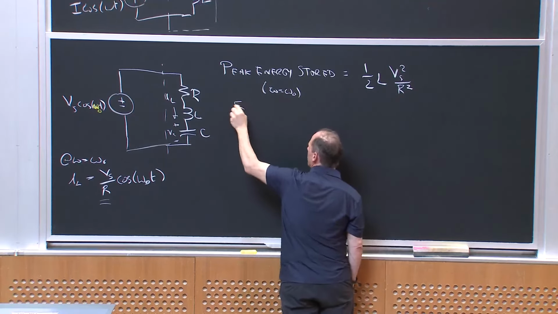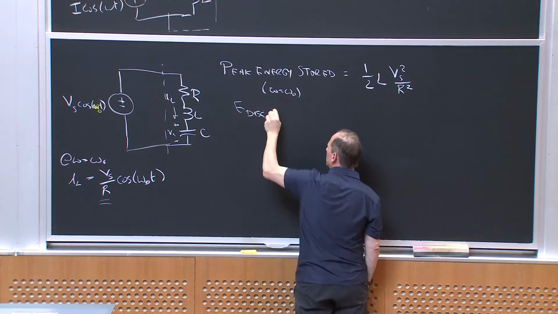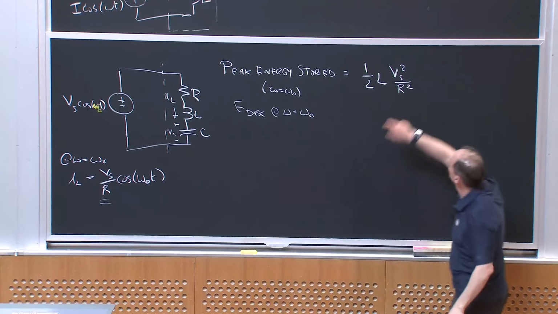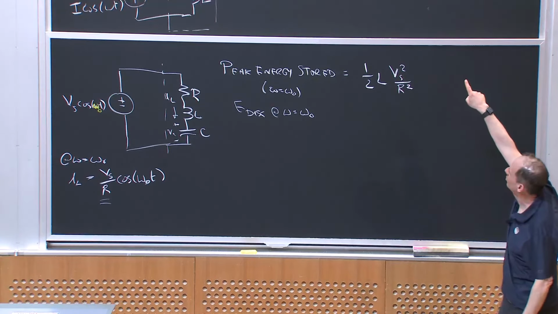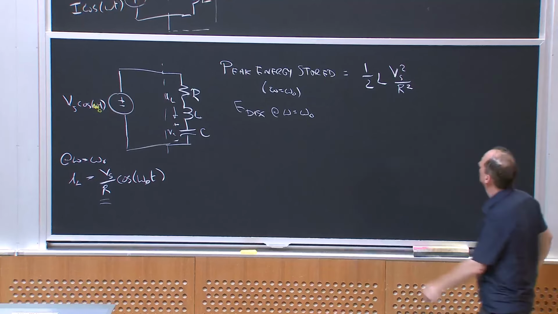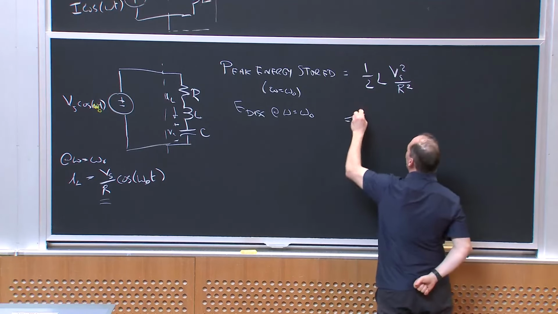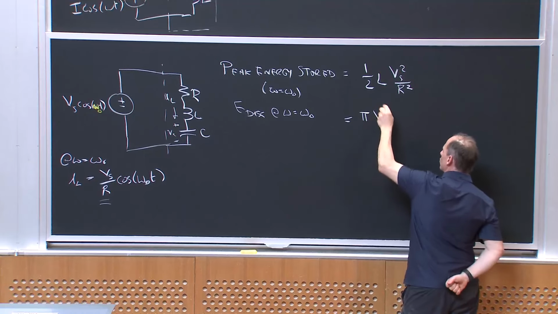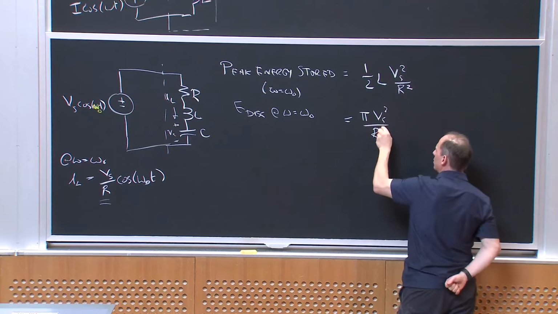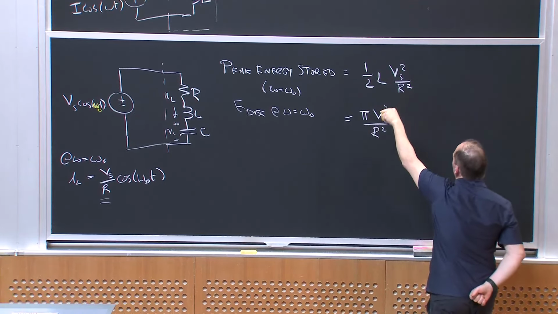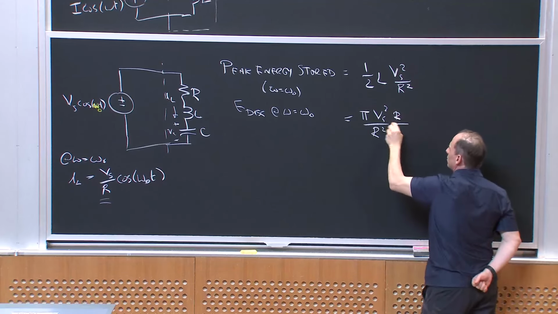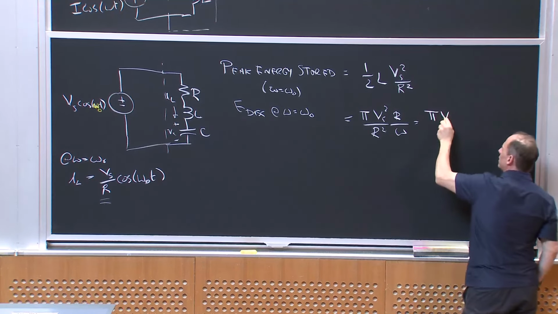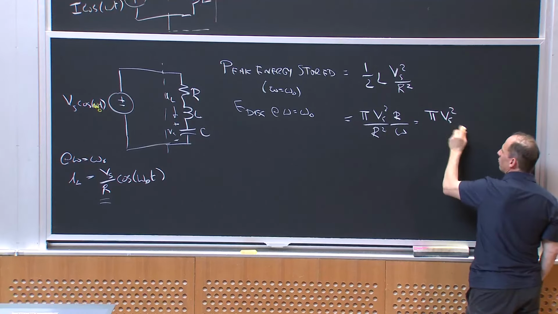The energy dissipated, well, we can calculate it. As long as I know the current, it's going to be equal to pi times I squared, which is Vs squared over R squared, times R divided by omega, which is pi Vs squared over R omega.